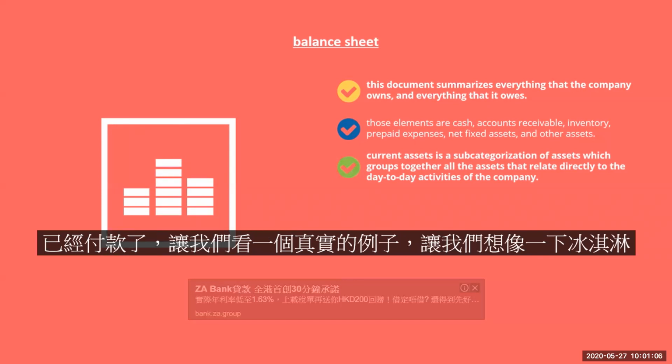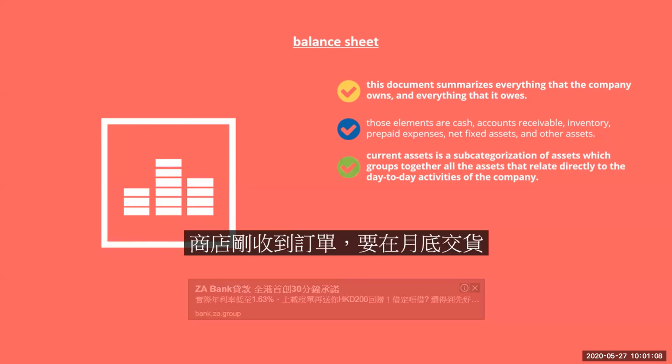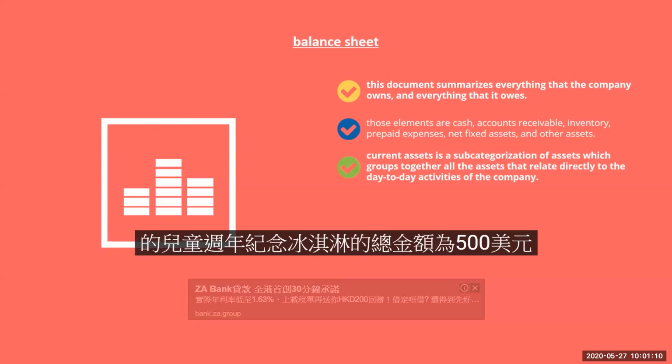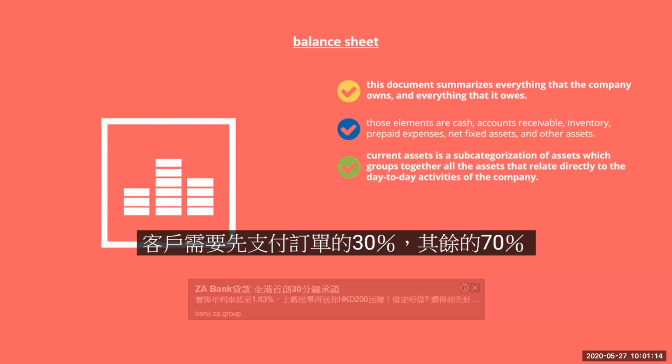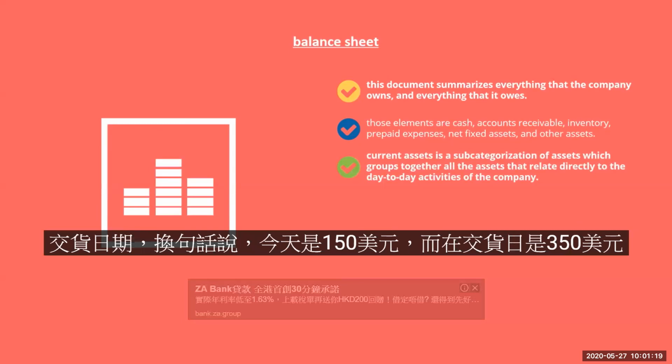Let's imagine that the ice cream shop just received an order to deliver at the end of the month a large quantity of ice cream for a kid's anniversary. The total amount of that order is $500. The customer is requested to pay 30% of the order upfront and the remaining 70% on the day of the delivery. In other words, $150 today and $350 at the end of the month.